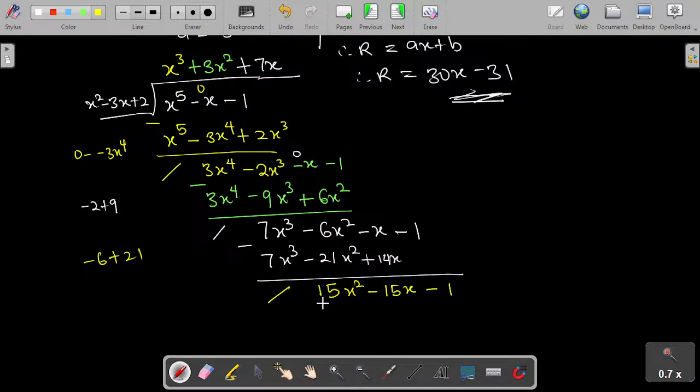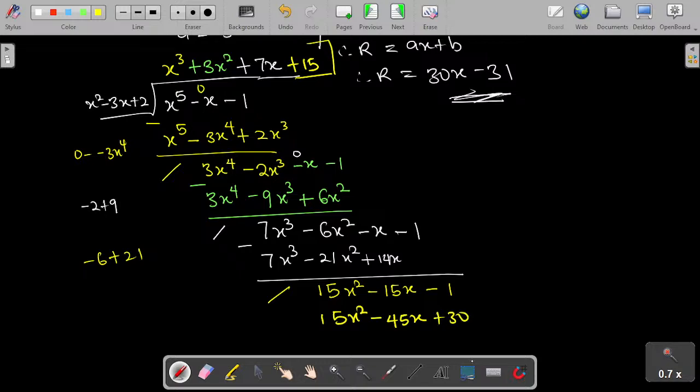So x squared will divide 15x squared, and that is going to give us 15. Let me cover here. We'll now multiply again. 15 times x squared will give us 15x squared. 15 times minus 3 will give us minus 45x. Minus 45x. 2 will give us 30.